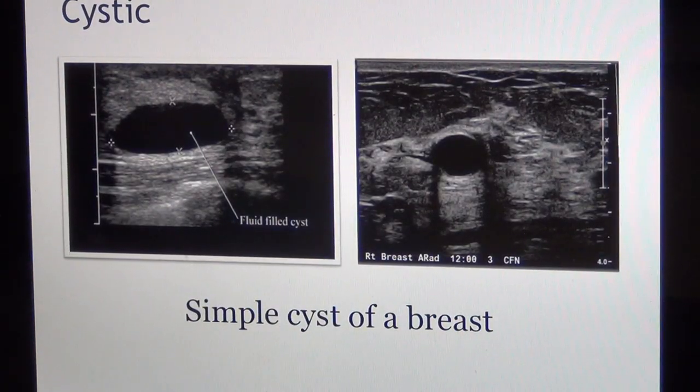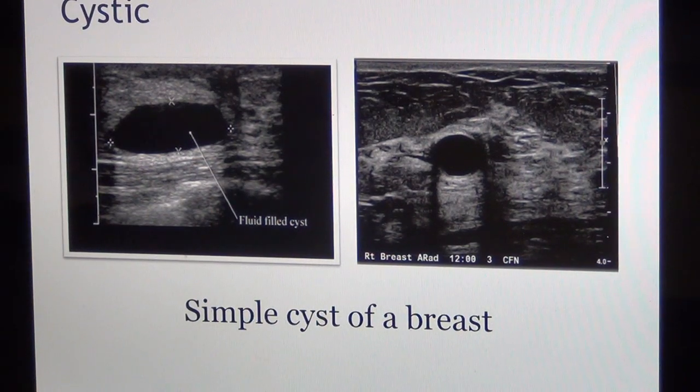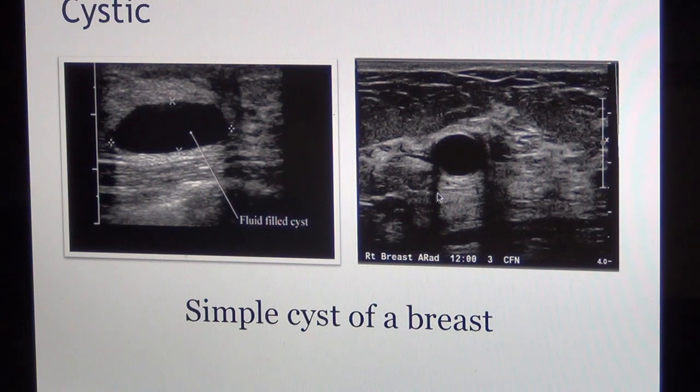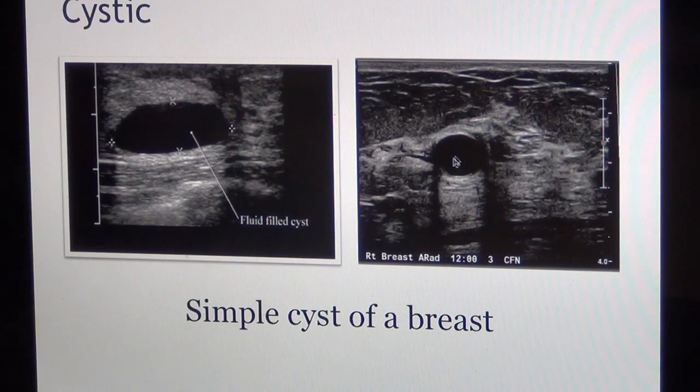Now, an organ could be cystic, could be solid, okay? Could be mixed cystic and solid. So here in this image, you will see the fluid filled cyst. This is a simple cyst of the breast. Look at here, this is oval shaped, this is circular, okay? And I will say this is a simple cyst. Why? Because a simple cyst has four criteria. What are those criteria? Smooth, thin, regular wall, and anechoic inside.